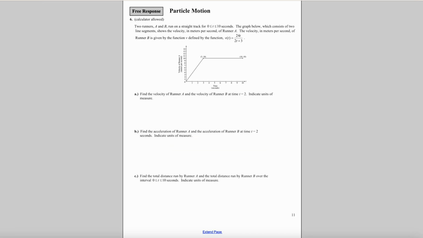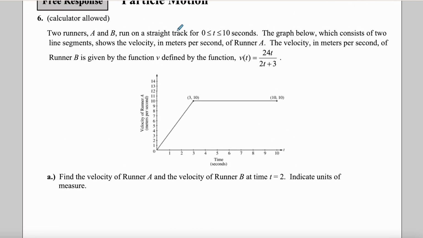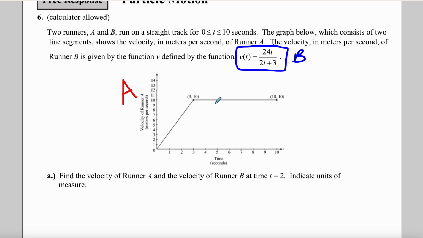All right, switching gears to an FRQ. This FRQ is a particle motion FRQ. A calculator is allowed, and what's important to know is that we have 2 runners. Runner A, all the values and data is coming from the graph. Runner B, all of the data that's in the graph for A, for B comes from this function. So 2 different representations of what's going on from a velocity standpoint.